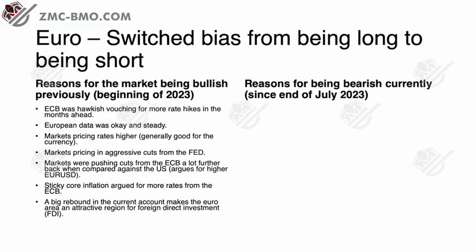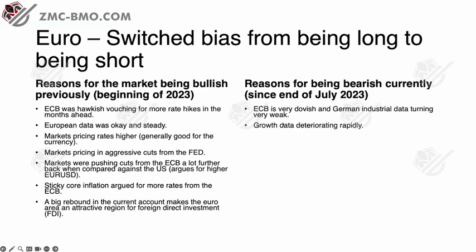So now let's look at the reasons why we are bearish the euro, and you'll notice the theme. The ECB is very dovish, and German industrial data is turning very weak. The reason we were bullish the euro is because the ECB was hawkish and European data was okay. Now we're seeing that turning very weak. Growth data was deteriorating quite rapidly. PMI data, employment data, growth data, GDPs were falling fairly significantly, especially in Germany. Components of GDP as well were falling fairly rapidly.